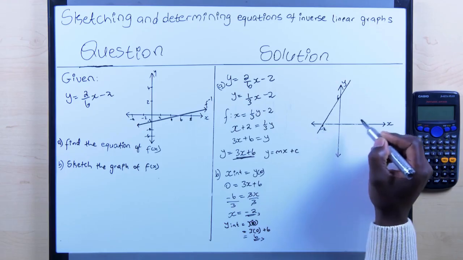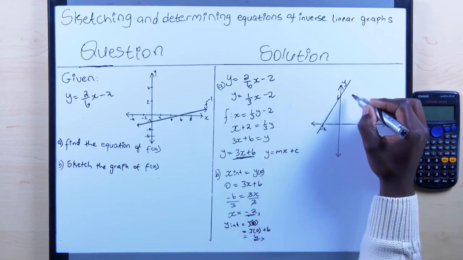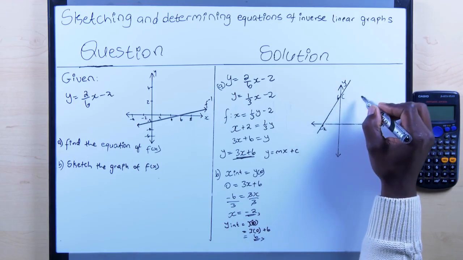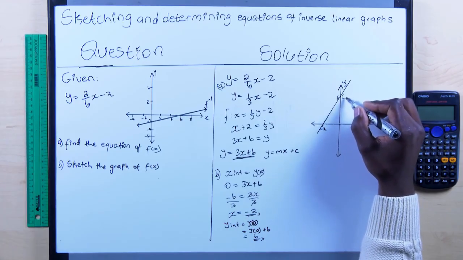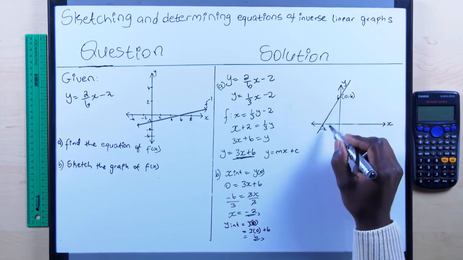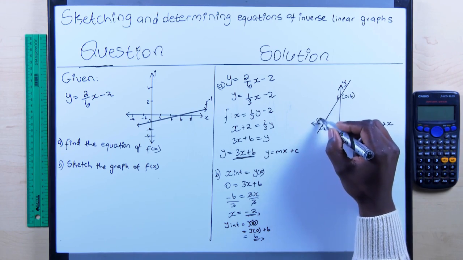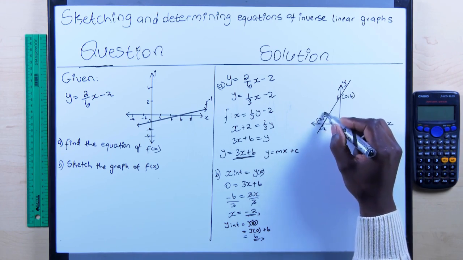This is -2, your intercept. Then this is +6. You can write them in coordinate form. So what does it mean? It means that x is equal to 0 and y is equal to 6. And here x is equal to -2 and y is equal to 0.